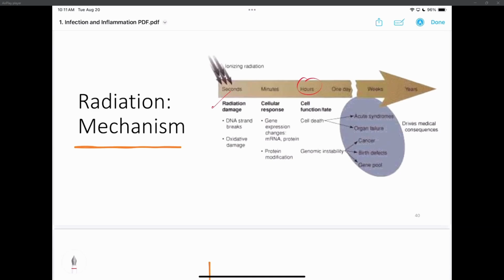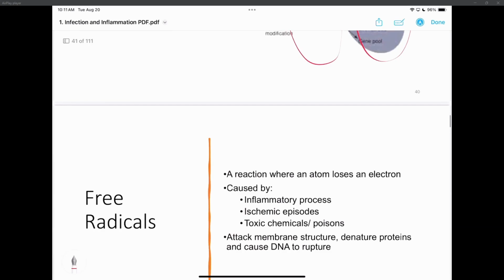After hours, you start getting these cell function fates, cell death, or genomic instability. And then weeks to years later, they start getting cancers, other things pop up. So whenever you see this environmental damage, like the Chernobyl accident that happened in the 80s, the people that lived in those areas started getting high rates of cancers because of the radiation that they were exposed to.